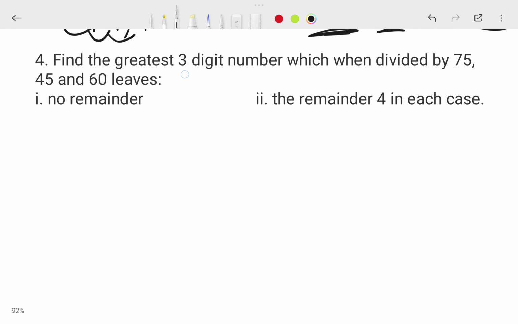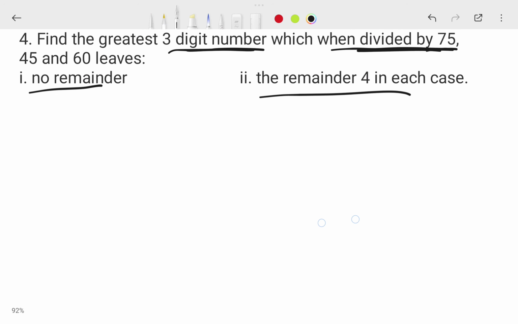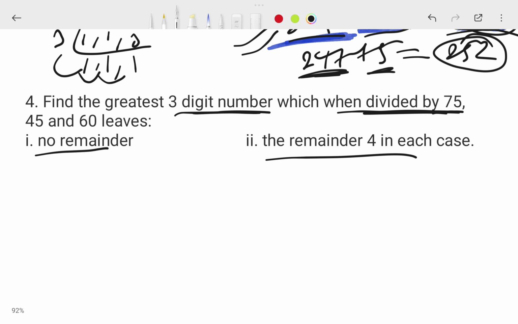Find the greatest 3-digit number. Okay, we have to find the greatest 3-digit number which, when divided by 75, 45 and 60, leaves a remainder of 4 in each case. So this question is also interesting. So now what we have to do? Nothing, just take the LCM of 75, 45 and 60 only. Okay, so let's do it.